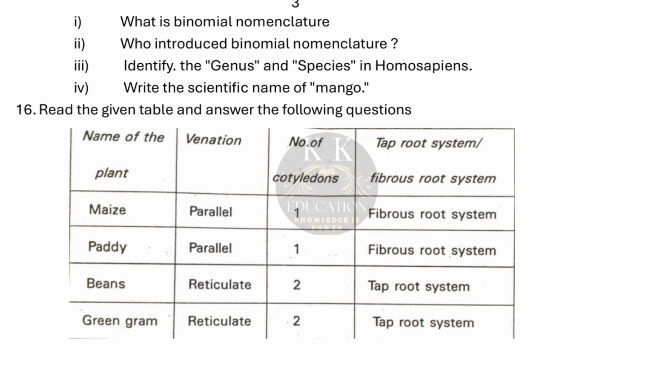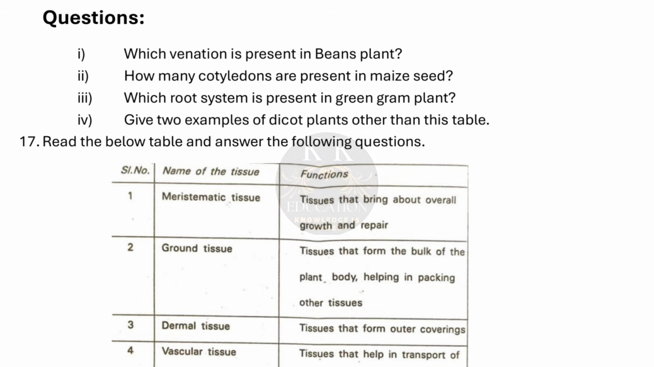The 16th question you can see, here one table is given to you. See the table and answer the questions. You can observe the table carefully and answer. Questions are: which venation is present in the bean plant? Second one, how many cotyledons are present in maize seeds? Third one, which root system is present in the green gram plant? And fourth one, give 2 examples of dicot plants other than this table.